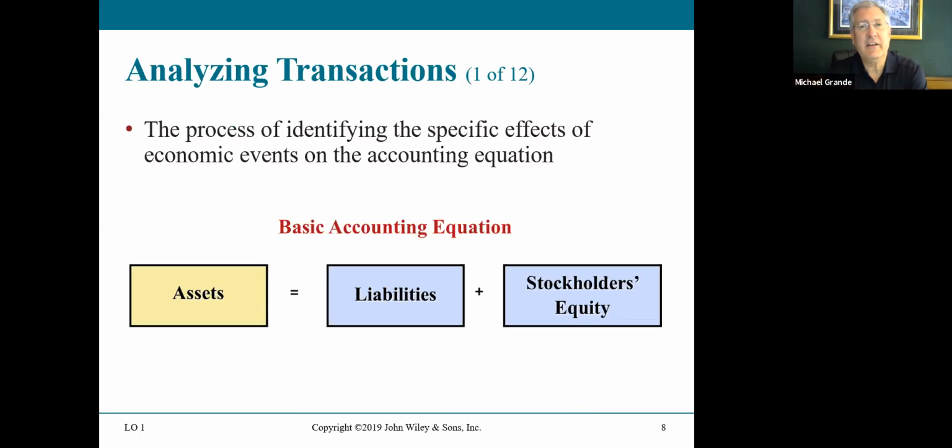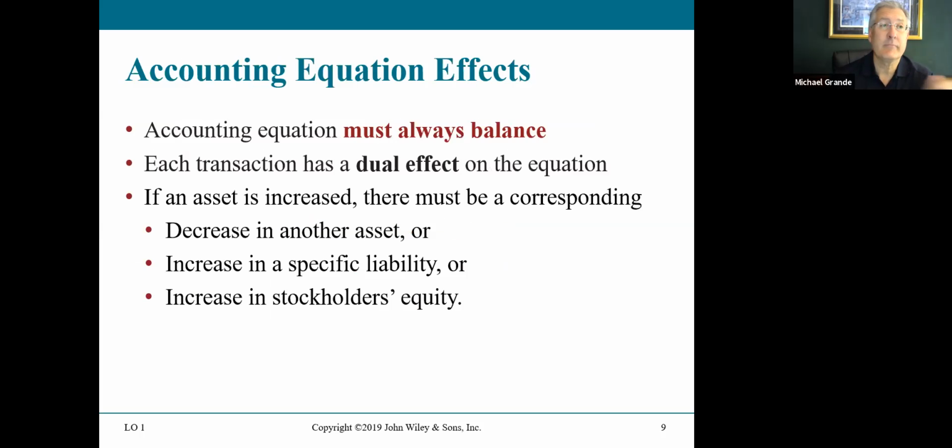The process of identifying the specific effects of economic events on the accounting equation. Again, here's the accounting equation: assets equal liabilities plus stockholders' equity. And we have seen that when we were preparing the balance sheet. Assets equaled liabilities plus equity. Now, the key here is this equation always has to stay in balance, okay? If it's not in balance, you did something wrong. The accounting equation must always balance.